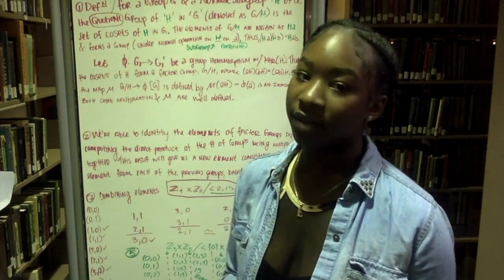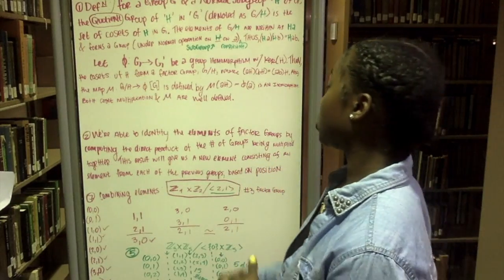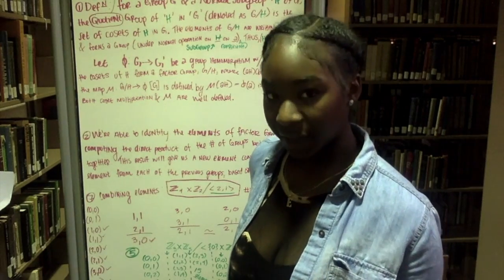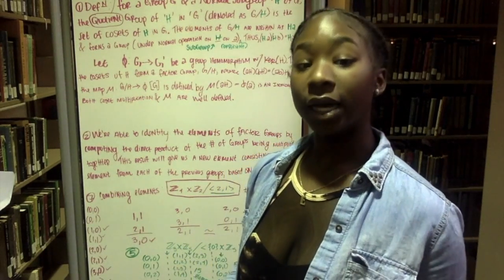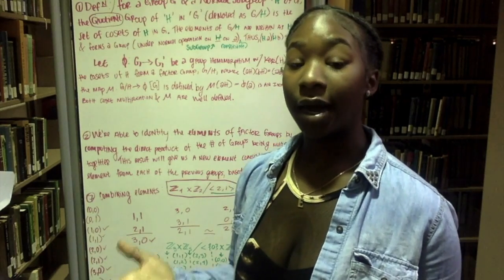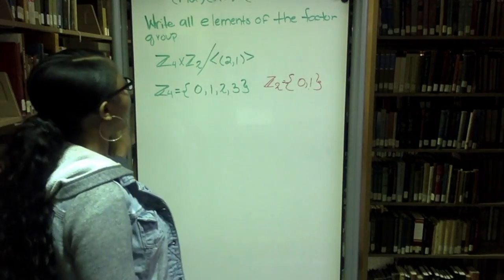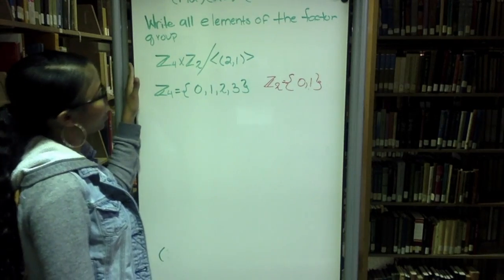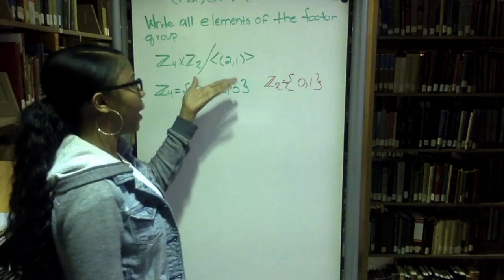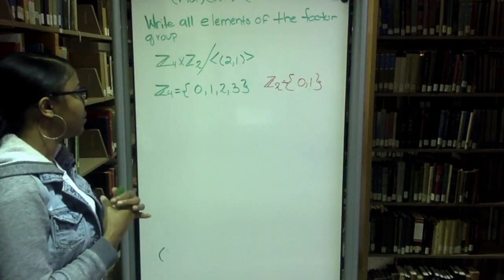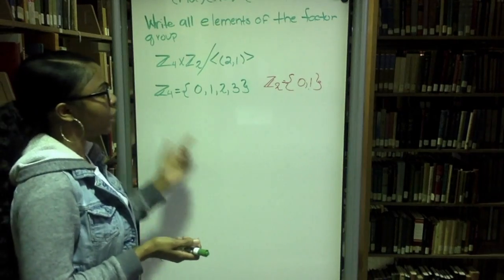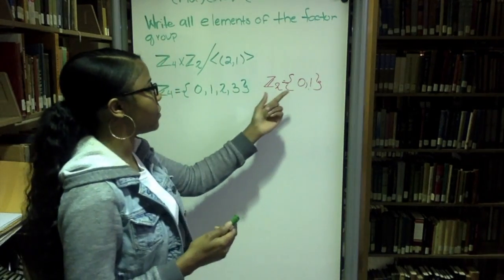When it comes to identifying elements of a factor group, we can start by computing the direct product of all of the groups being multiplied together. That result gives us a new element consisting of elements from our previous groups based on position. I already wrote down a factor group: Z4 cross Z2 factor H, where H is generated by 2 and 1. The elements of Z4 are 0, 1, 2, and 3, and the elements of Z2 are 0 and 1.